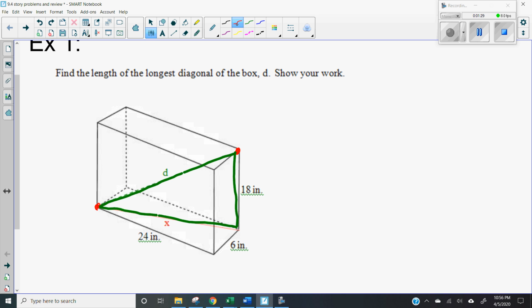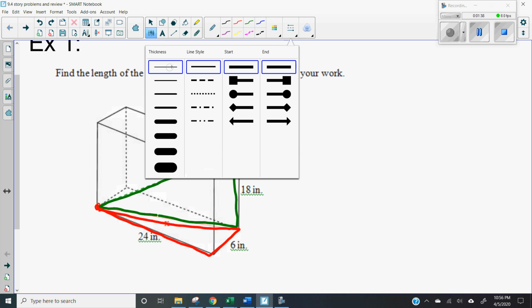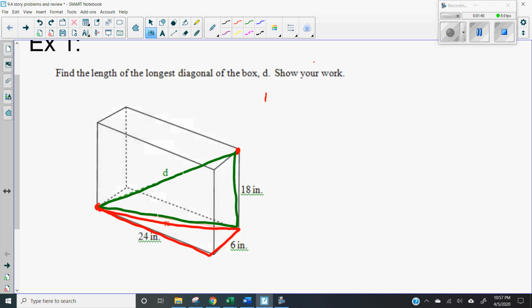Now X is part of this triangle lying on the bottom of the box. That one we can find right away. So we're actually going to find X first. It's just a Pythagorean theorem problem. So we start here, 6 squared plus 24 squared equals X squared. Okay, and that we know how to do.